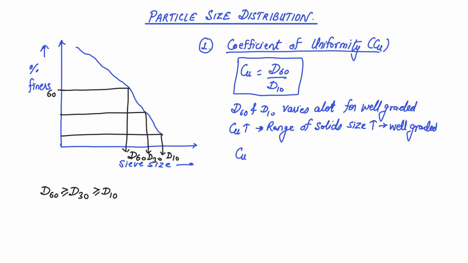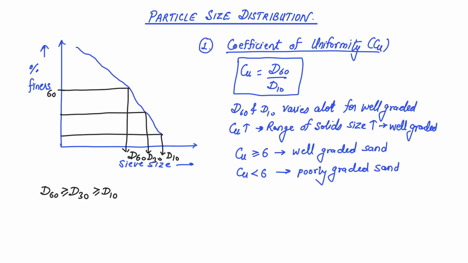Now see here, if the Cu value is more than or equal to 6, then the sand is said to be well graded sand. Whereas if Cu is lesser than 6 for a sand, then the sand is named as poorly graded sand. If I am talking about gravels, then if the value of Cu is more than or equal to 4, then the gravel is said to be well graded gravel. Similarly, if Cu is lesser than 4, then it is said to be poorly graded gravel.